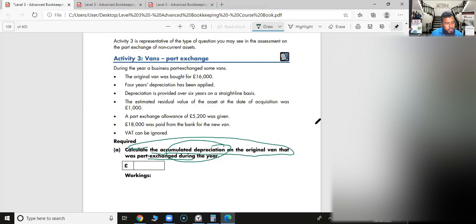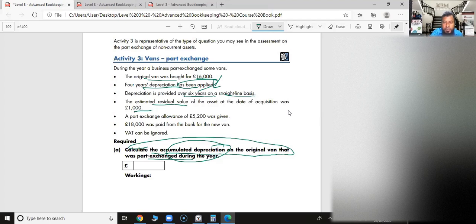Okay, Abdulaziz is going good. Sarika is all right, good as well. But Sarika is one more step ahead. Okay, Abdulaziz, I'll take your answer and move ahead. The original van was bought for 16,000. 4 years depreciation has been applied, which means already charged. Depreciation is provided over 6 years, straight line, which is easy, and the estimated residual value is 1,000.